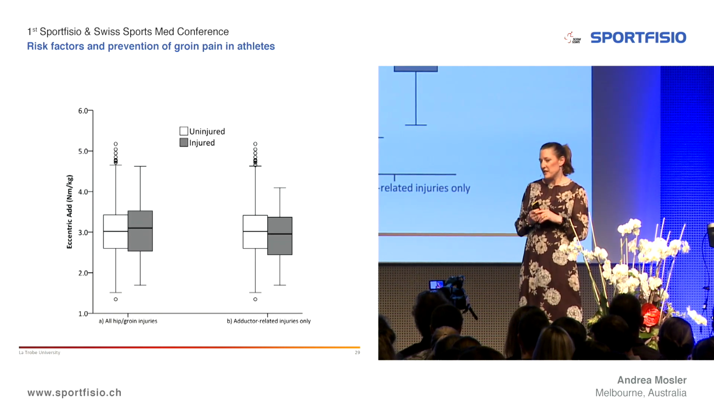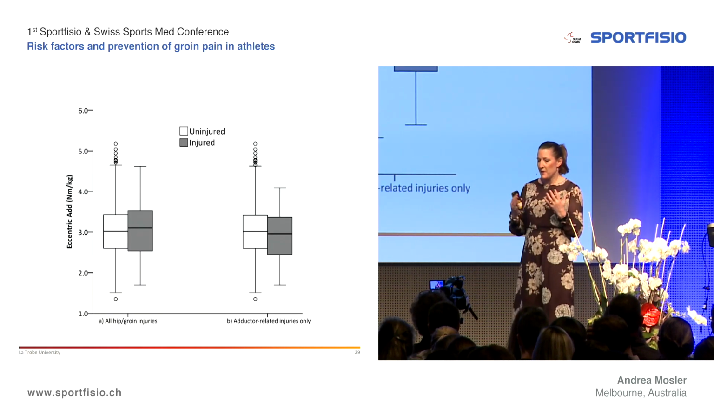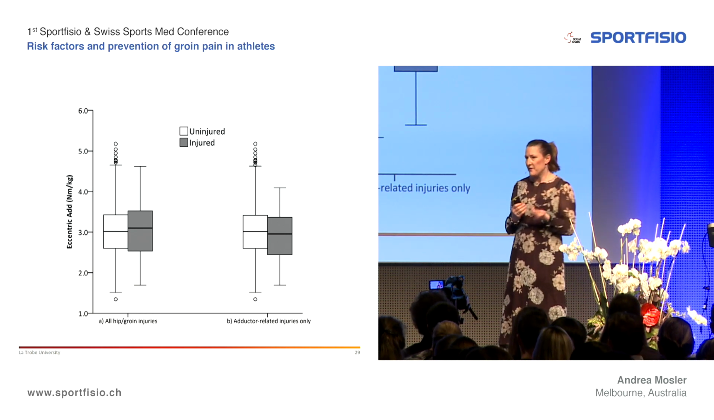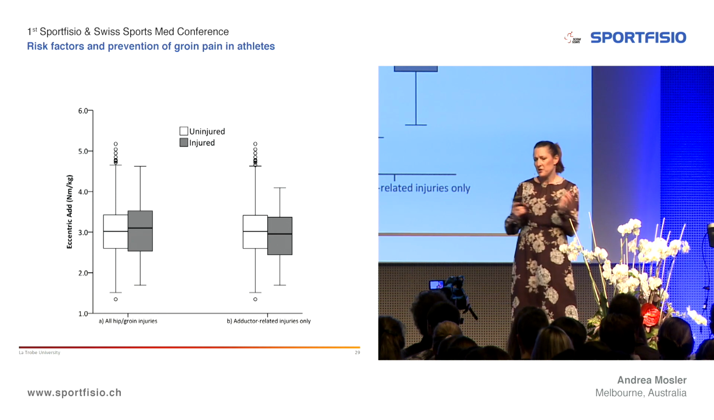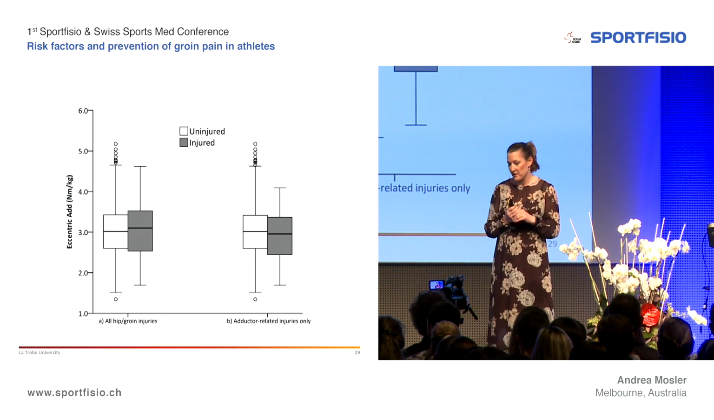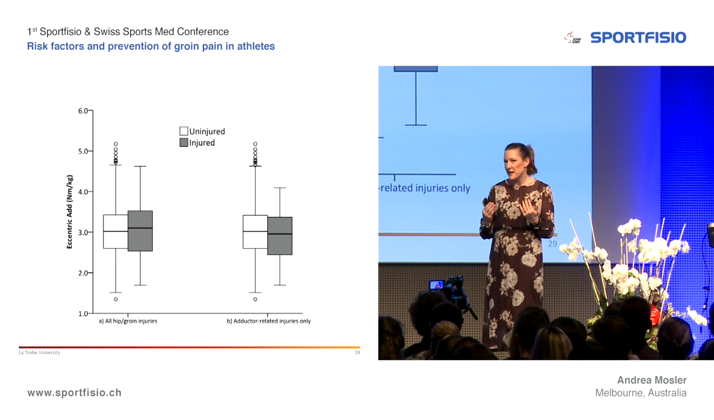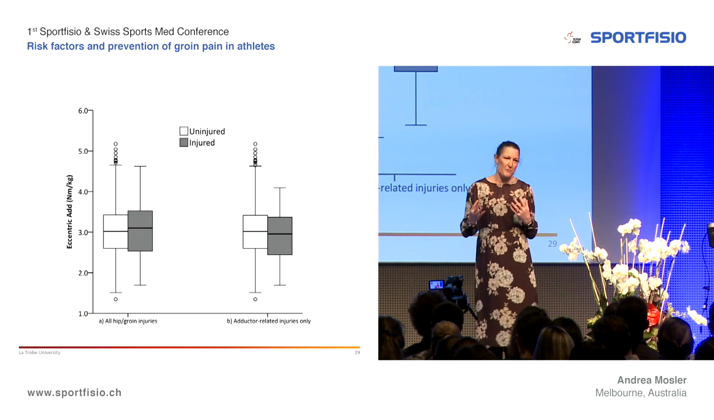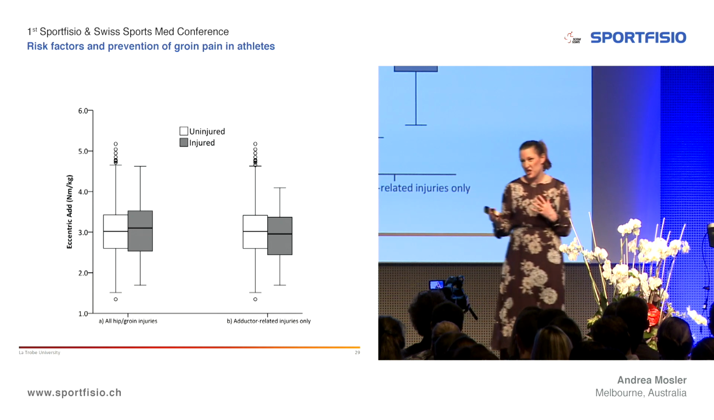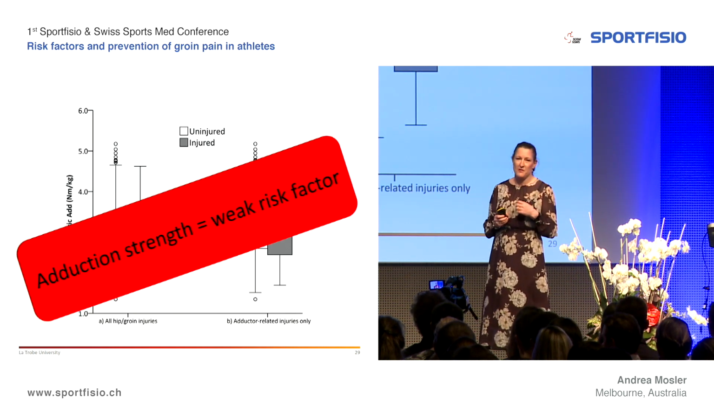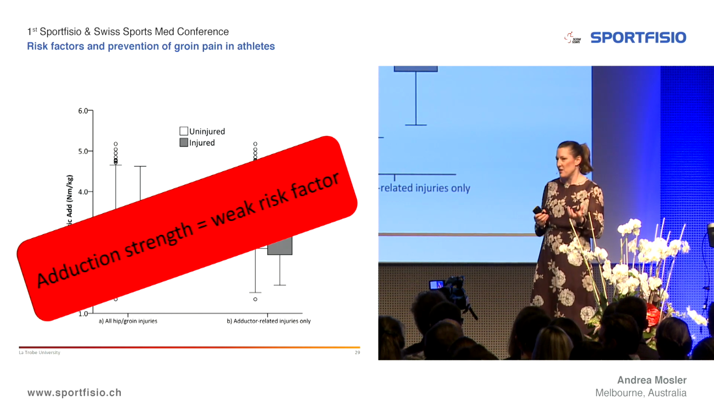But let's have a look at this. So here we have box plots of the means between the injured and uninjured group. On the left-hand side, you can see all hip and groin injuries, and on the right-hand side, adductor-related groin injuries. Those means don't look very different, do they? And in fact, it actually equates to 8 newtons. And the error of measurement for this measure is 30 newtons. So certainly this measure is not sensitive enough to predict the athlete that's going to get injured.